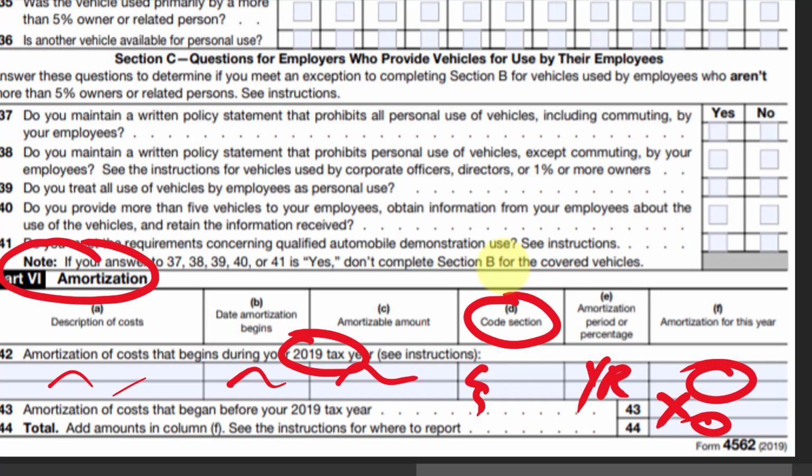Okay, let's stop here, and when we come back for part 3, we'll learn about calculating gain and loss on these assets we've been depreciating.